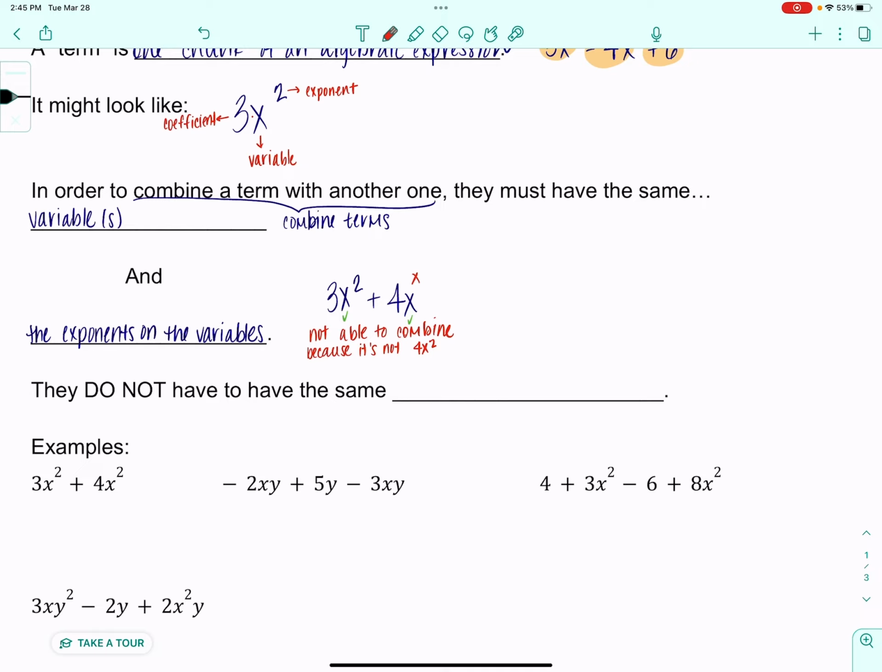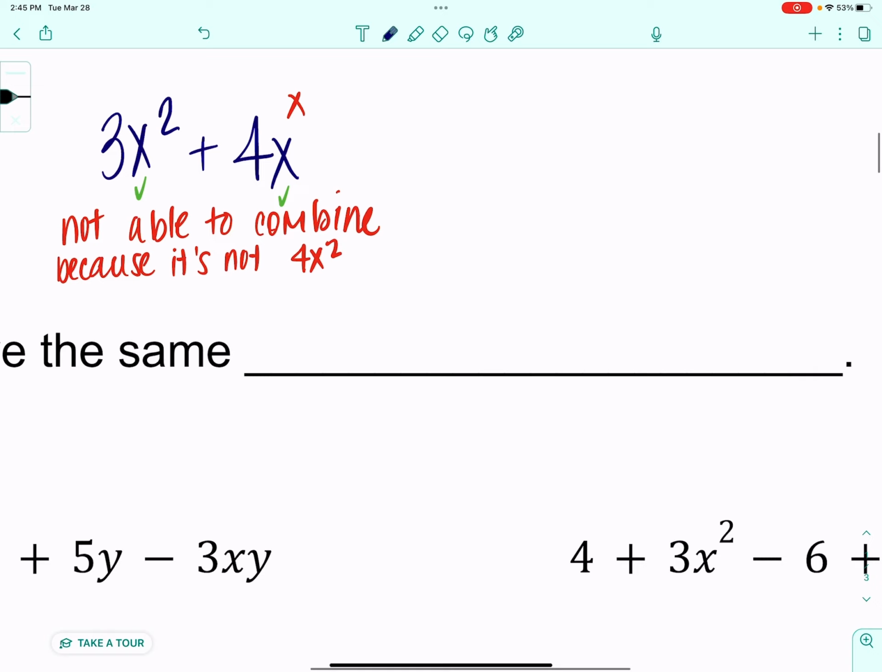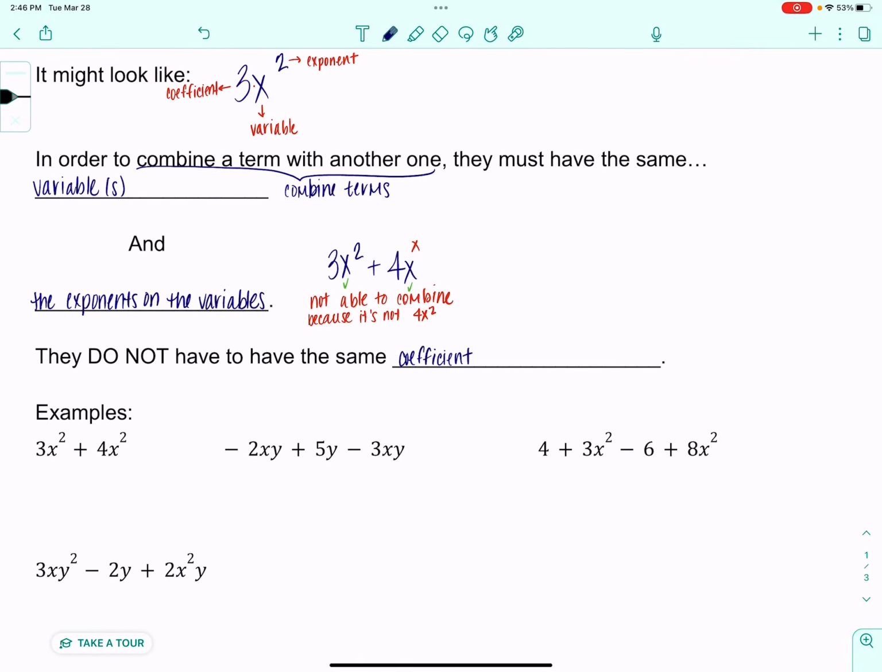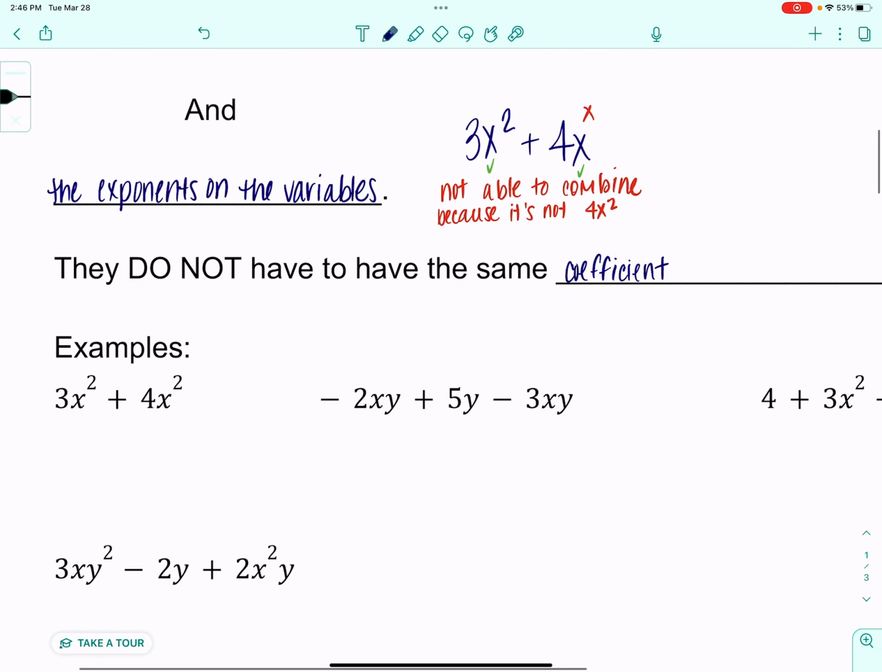The one thing that absolutely does not have to match is the coefficient. Your terms do not have to have the same coefficient. It would be pretty boring if they did. Remember, the coefficient is the number out in front. So we can put two terms together if they have the same variable and those same variables have matching exponents, but we do not have to have the same number out in front. So let's go take a look at some of these.